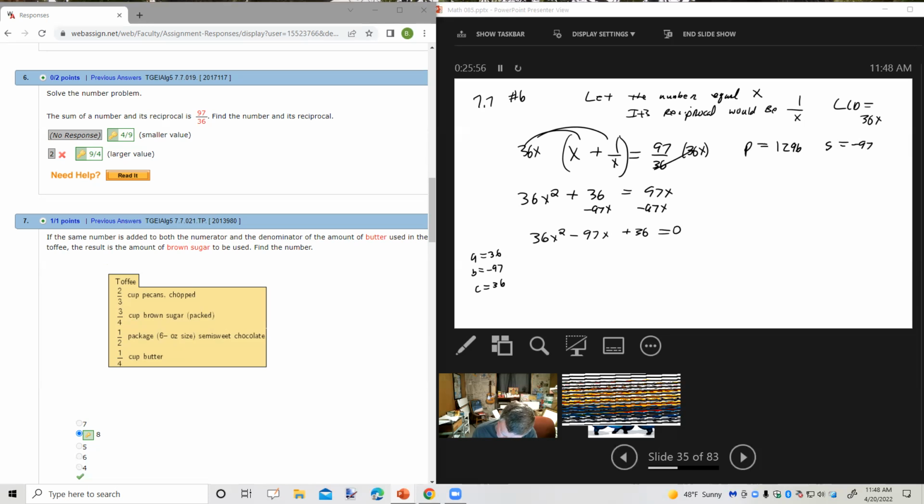So how about negative 1296 and negative 1? That would give me the correct product, but the sum would be negative 1297, which is way off. But the first number is even. So let's cut it in half. Negative 648 and negative 2. Okay, that would still give me a product of 1296. Now the sum would be negative 650.